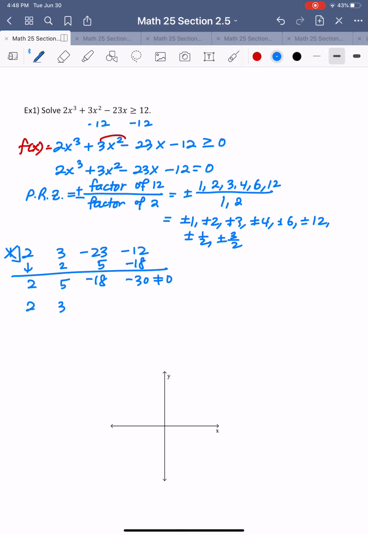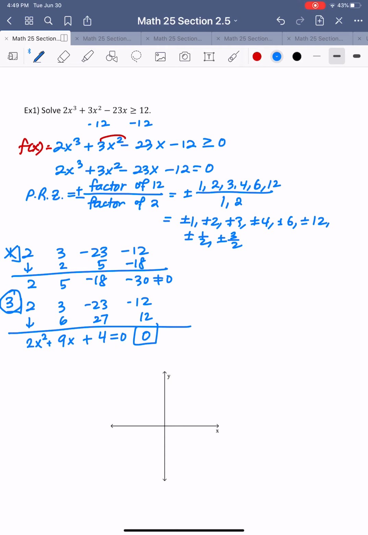Then 2, 3, negative 23, negative 12, and let's see if I can get a good guess. I want to try 3. I drop the 2, then 6 and 9, 27, and 4. Oh, yeah, we got a 0. So lucky, isn't it? So 3 is one of the zeros. And that means now you've got 2x squared, a quadratic. A quadratic is always solvable as an equation, but the good thing is this is still factorable.